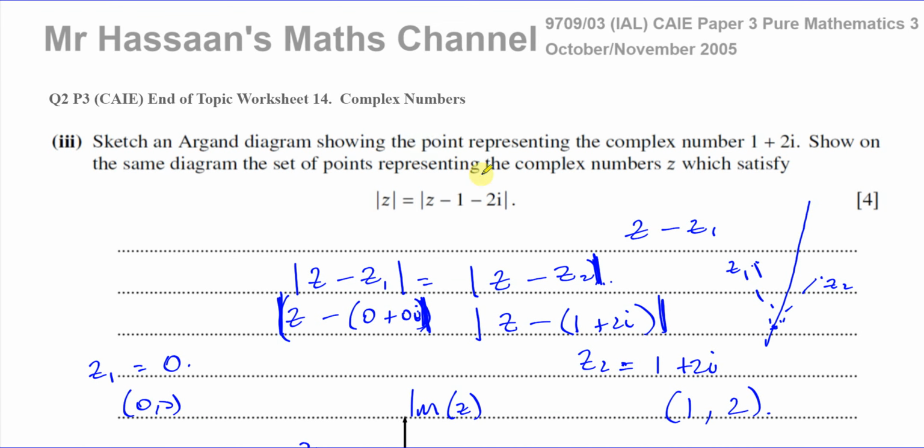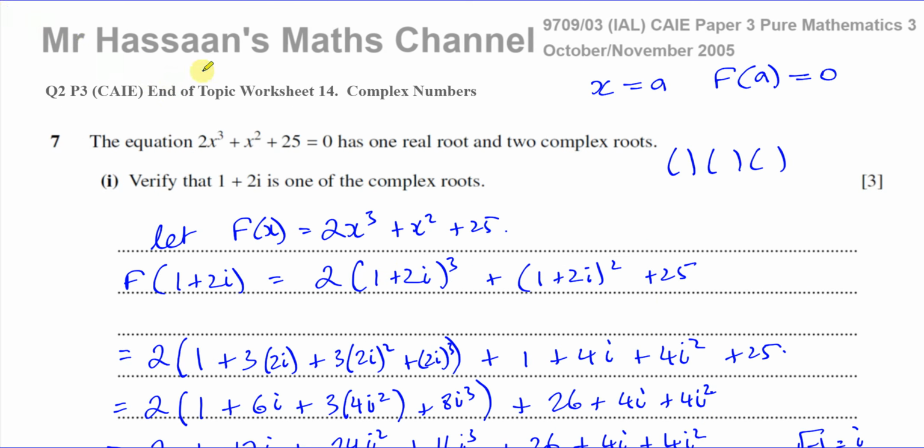So that completes this question from this paper, October, November 2025. This is question number, what was it? 7. I hope that was clear.